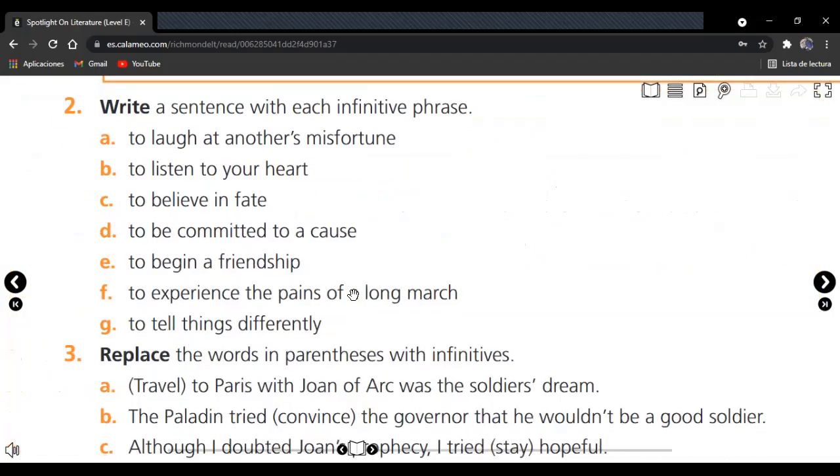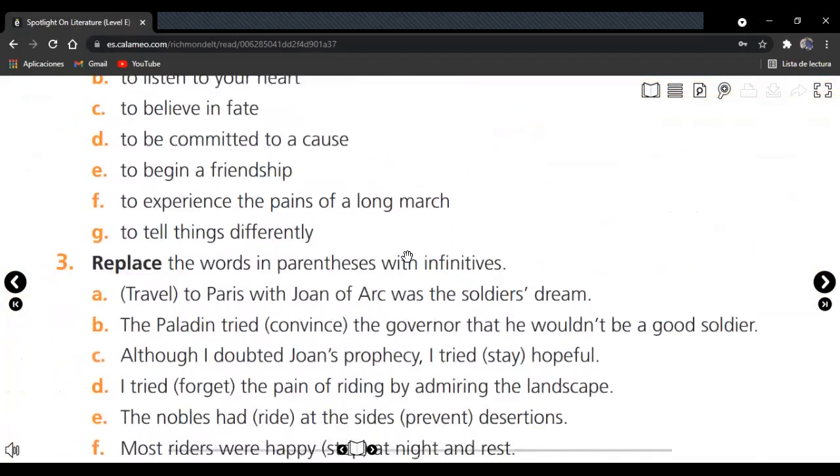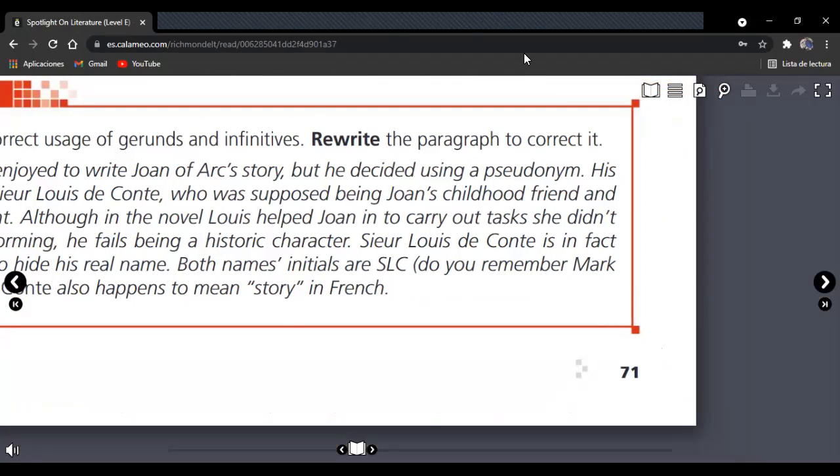And then you have to work by yourselves on exercises two and three on page 71 in your books. Okay, so I think this is it, and we will see you Monday.